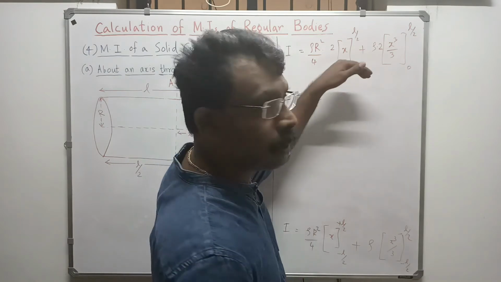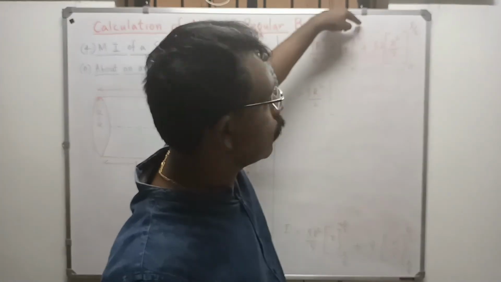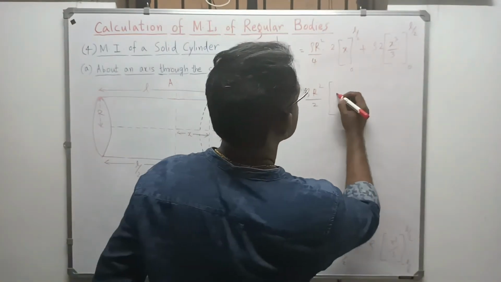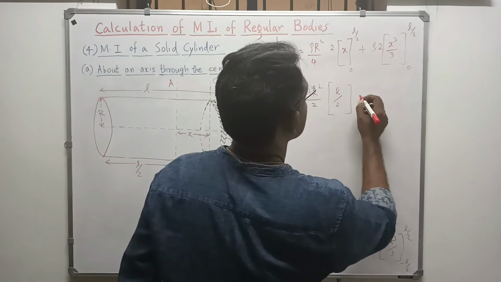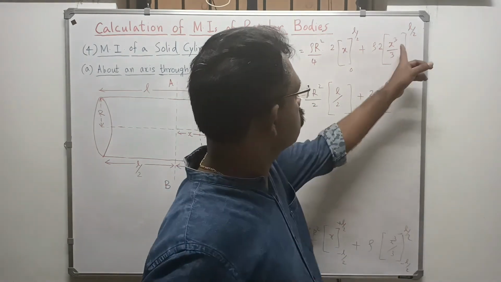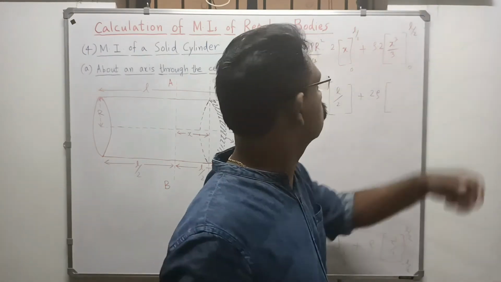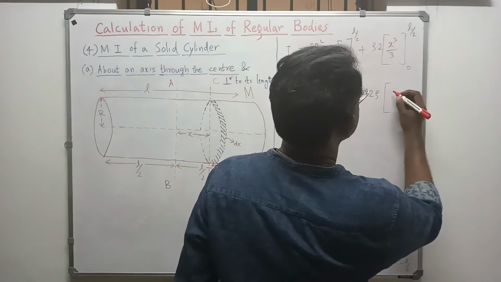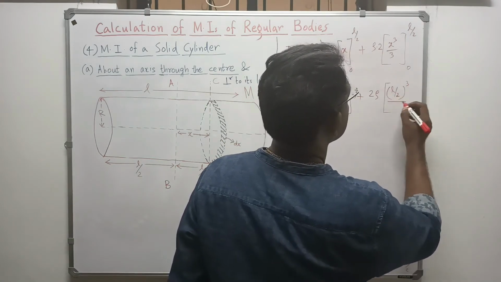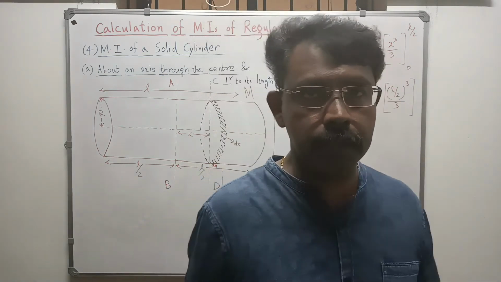Then you can apply the limits here. Then you will have x only here. Apply the upper limit; the lower limit gives 0. So L by 2, plus 2 rho into, instead of x I will apply the upper limit, L by 2 the whole cube, L by 2 the whole cube by 3. So this is what we are getting after applying the limits.